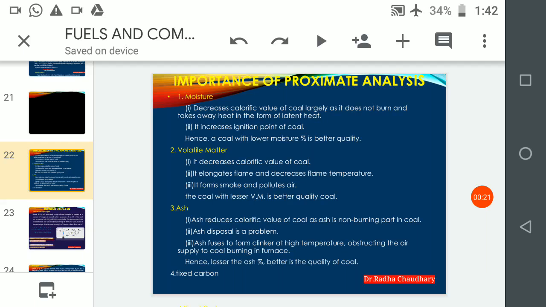It causes trouble during firing by forming clinkers, which block the interspace of the grates on which coal is being burned. This causes obstruction to air supply. Therefore, the burning of coal becomes irregular. It causes hindrance to the flow of air and heat, thereby decreasing the efficiency. It increases transporting, handling and storage cost.